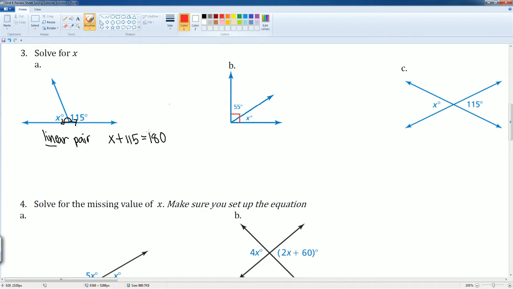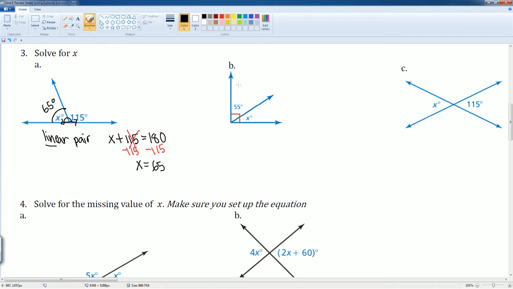To solve for this, we subtract 115 from both sides. This cancels out, leaving us with an x on the left-hand side. That equals 180 subtract 115, which is 65. So we can say that x, this angle, is 65 degrees.